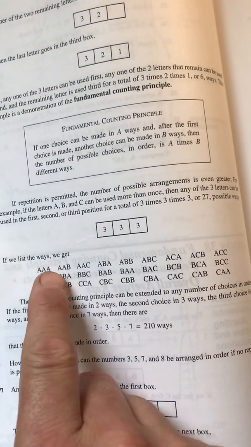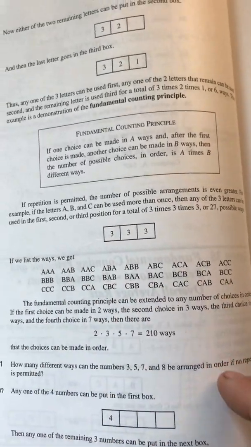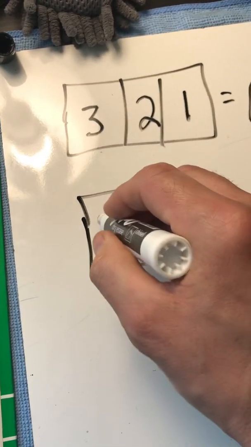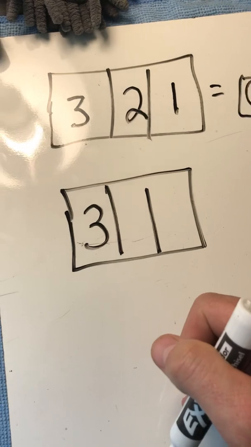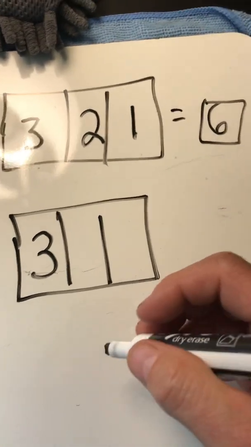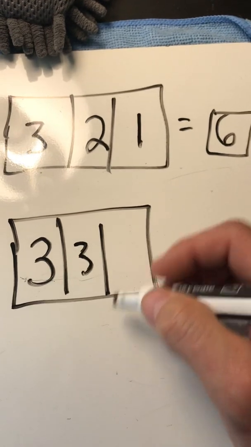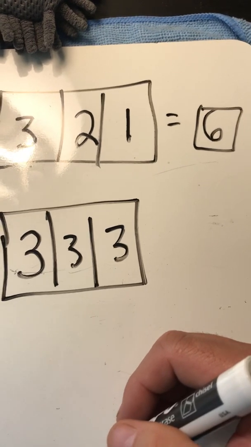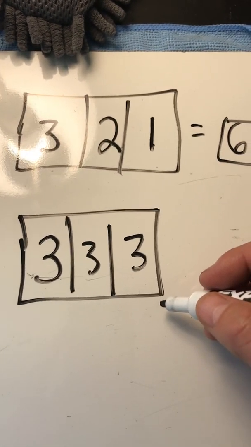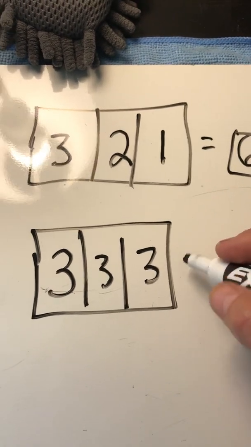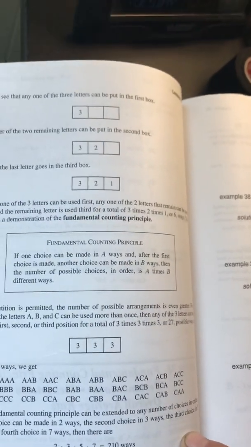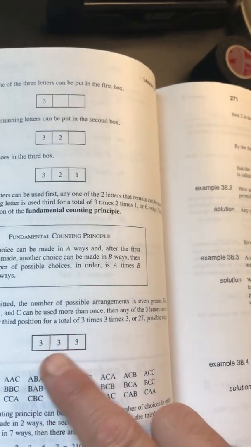You could do AAA, AAB, AAC. I'm not going to go through all these. But with repetition, you can use an A, a B, or a C there. You can use an A, a B, or a C there. An A, a B, or a C there, right? So that's 3 times 3 times 3, which is 27 different options. Okay? And you can see that right there. Right? 3 times 3 times 3.